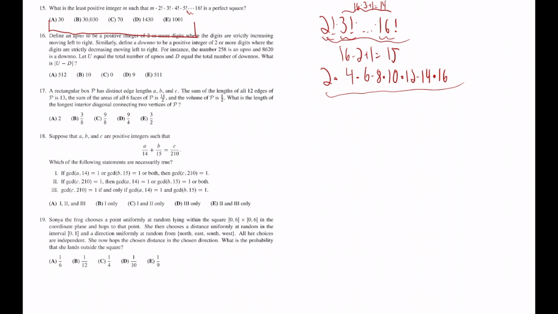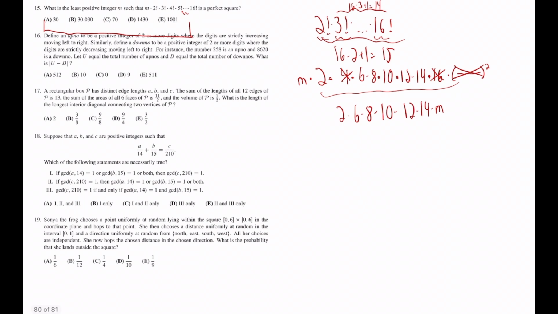So it's m, because we know that this times m times all these numbers has to be a perfect square. So we can just eliminate perfect squares. That's a perfect square, so we can cancel that out. This is a perfect square. This is a perfect square. So 2 times 6 times 8 times 10 times 12 times 14 times m has to be a perfect square. But 2 times 8 is a perfect square, so we can cancel both of those out.